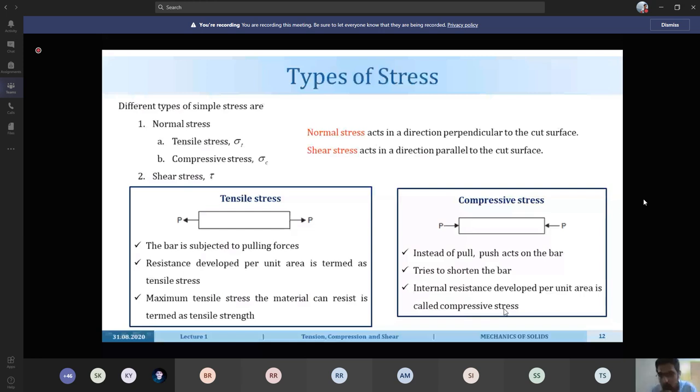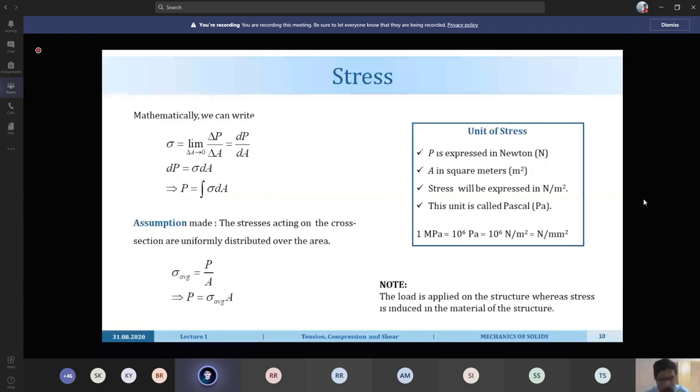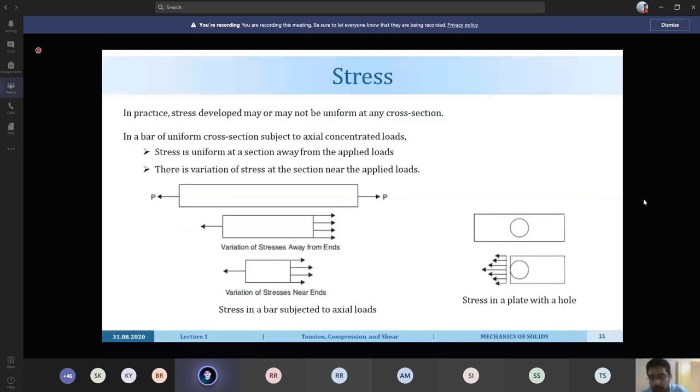Sir, I have a doubt about the distribution of stress in the previous slide. In the stress in a plate with a hole, how is this distribution done in the figure? The thing is, see, the load is acting at this region, just like in a plate without a hole.